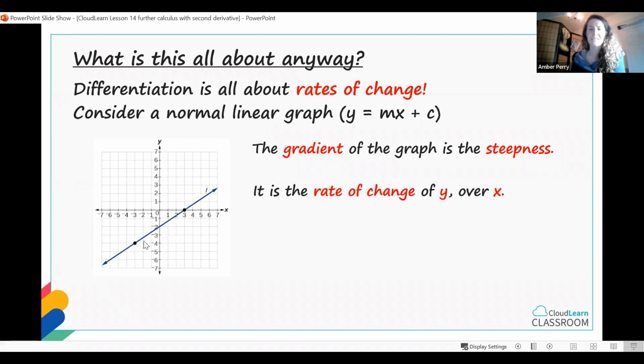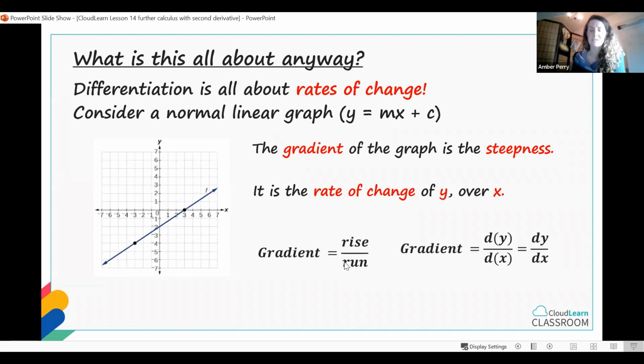But the gradient, what is it? It's just the rate of change of y over x. It's just how much y is changing over x. So we've found the gradient on this. Essentially, it's the same thing. It's kind of like differentiation, okay? It's just finding the difference in y over the difference in x. So the gradient is rise over run.